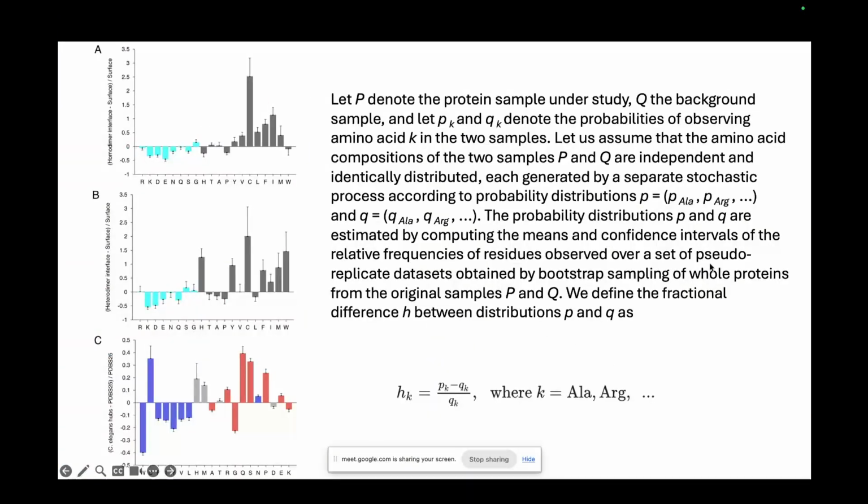Yeah. And you have two different probability distributions of different amino acids that can compose this particular set of proteins. The probability distributions P and Q are estimated by computing means and confidence intervals, which we'll talk about in the further slides, of relative frequencies of residues observed under a set of pseudo-replicate data sets obtained by a bootstrap sampling of whole proteins in the original samples P and Q.